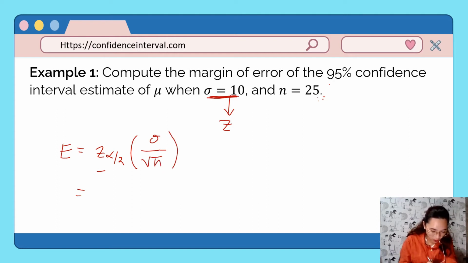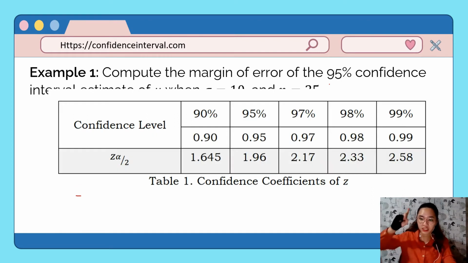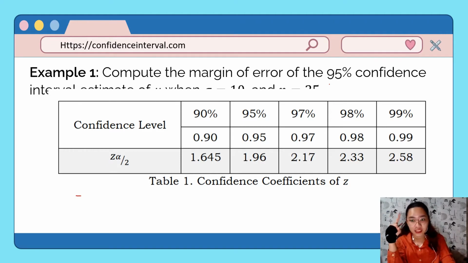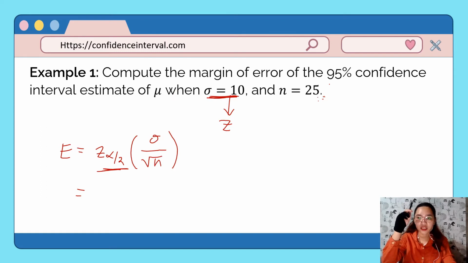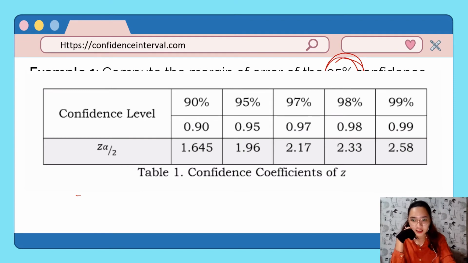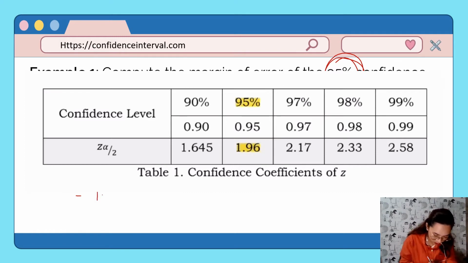So, paano naman po hahanapin ngayon yung value ng Z alpha over 2? So, gagamitin lang po natin ito, yung sa present po natin sa last video na table. Ito po, table 1 na to. So, identify lang po natin muna kung ano yung confidence level sa ating given na problem. So, we have here 95%. So, hanapin nyo na po yung 95%. Ayan. Bali, ang ating Z alpha over 2 is 1.96.